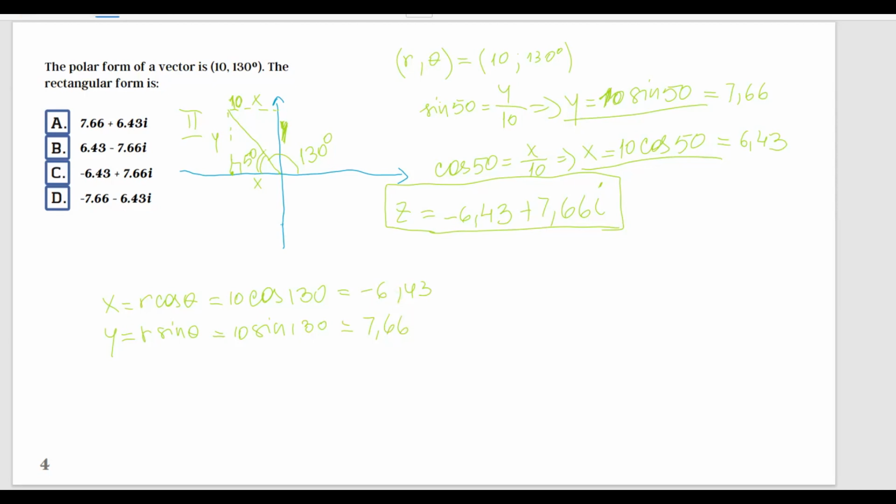So right away, let me fix this because I don't like how it looks. There you go. So right away, you can say that the equation will look like this: minus 6.43 plus 766i. But the reason I want you to understand where this comes from is that looking at the answers, sometimes you can solve this without doing any of these calculations if you understand where it comes from. If you read this question and look at this angle, 130 degrees, you can right away know that this falls in the second quadrant, which means that x is negative and y is positive. So your equation has to have a negative x and a positive y.